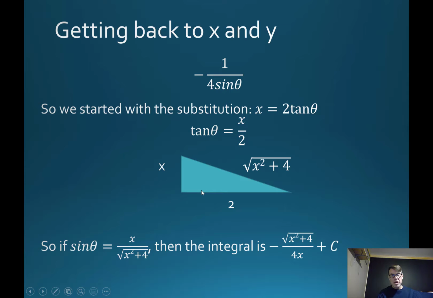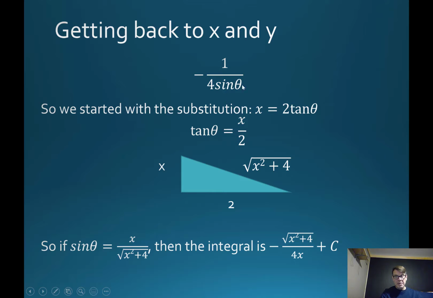So if I put a triangle up here, here's the mystery of the universe. The tangent of theta, if this is theta, is going to be x over 2, right? The opposite over the adjacent. And then using Pythagoras, a squared plus b squared equals c squared. X squared plus 4 equals the hypotenuse squared. And if we take the square root, then that's the length of the hypotenuse. All right. So what we have here, we can now find what the sine of theta is.